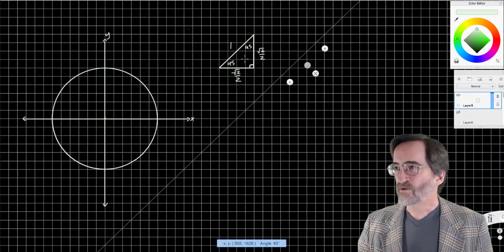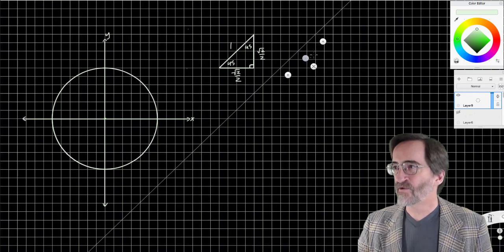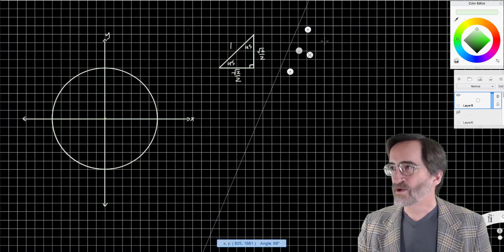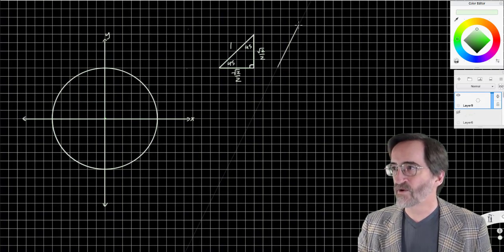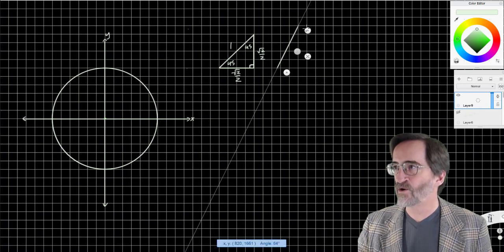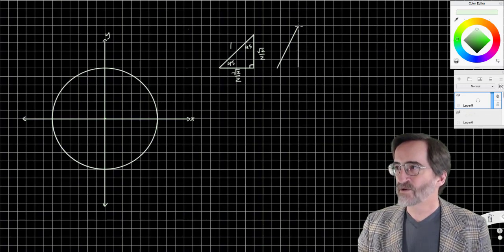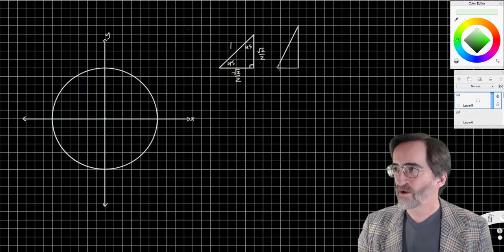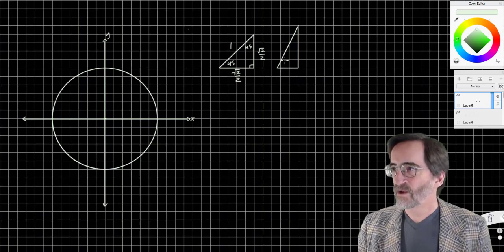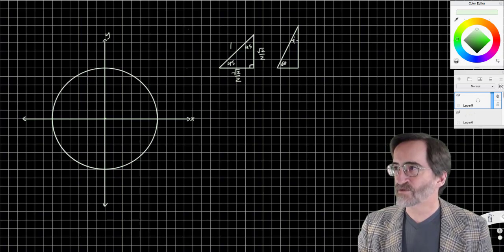The other triangle is half of an equilateral triangle. If you figure out the angles of an equilateral triangle, they are always 60 degrees. If you split 60 in half, you get 30. So this is a 30, 60, 90 triangle. The big angle being 60, the small angle being 30, and the right angle 90.